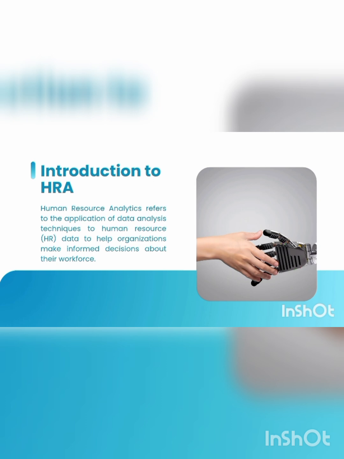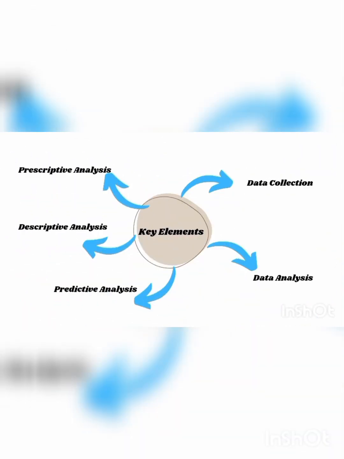HR analytics refers to using data analysis techniques to make better workforce decisions. It helps organizations track employee performance, predict future trends, and improve HR strategies. For example, companies can use HRA to reduce employee turnover by identifying patterns in resignations. Instead of guessing, they use data to take proactive steps. Now, let us see the key elements of HR analytics.